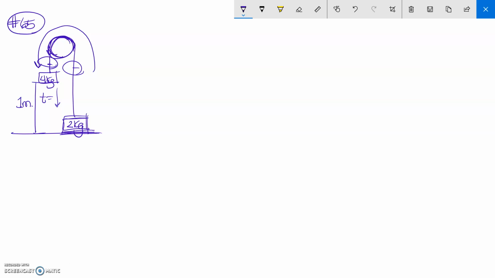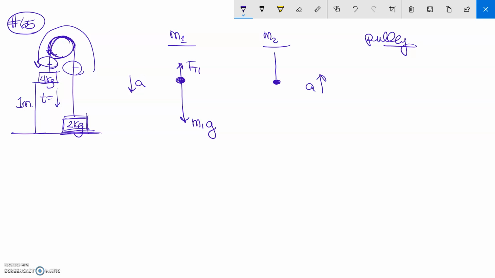So here are your free body diagrams. You have mass 1, mass 2, and the pulley. Mass 1 is accelerating down. So you have the force of gravity and Ft1. The force of gravity is bigger because it's accelerating downward. Mass 2 is accelerating upward. So you have Ft2 and m2g. And then you have the pulley.